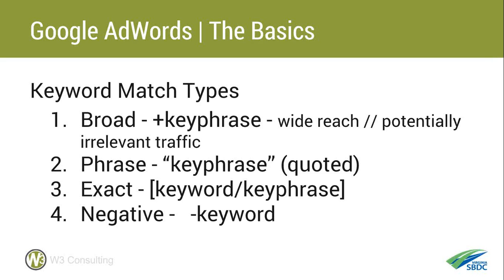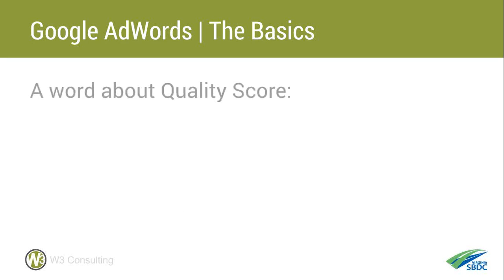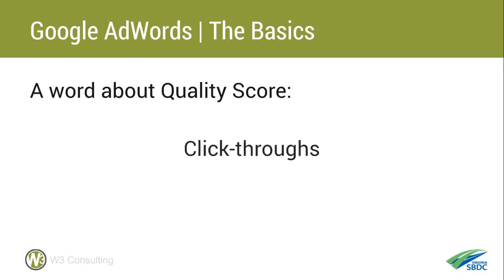That's what they're doing. Okay, so that's keyword match types, and that brings me to a little word from our sponsors, a little word about quality score. Quality score is a way in which Google actually prices your ads. Okay, so a quality score is calculated by taking your click-throughs.